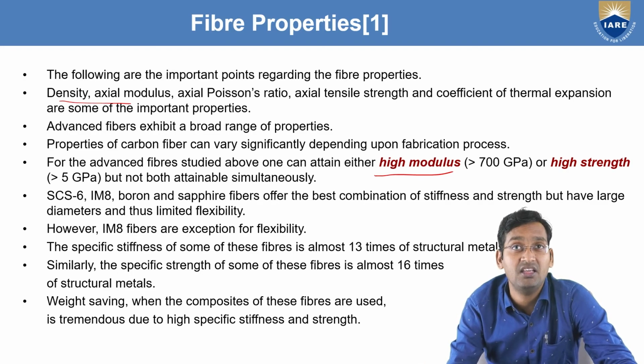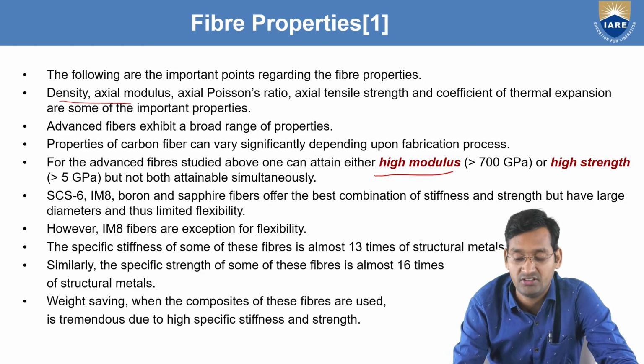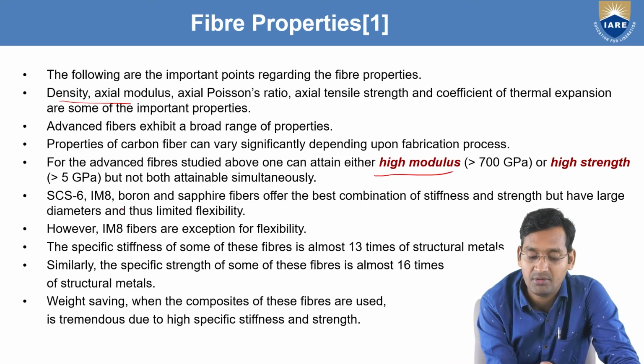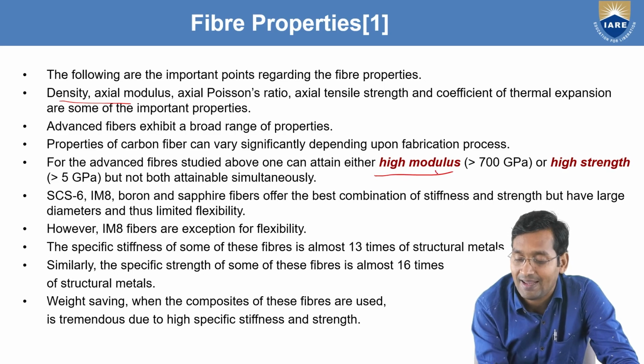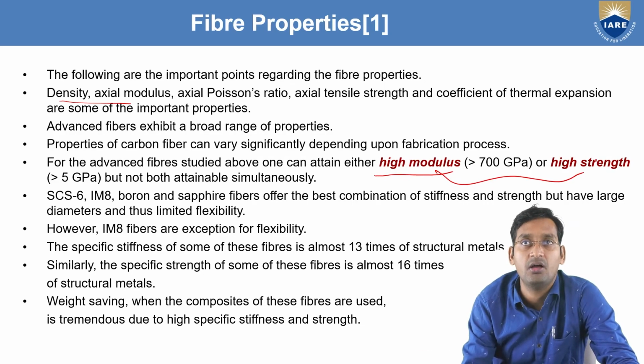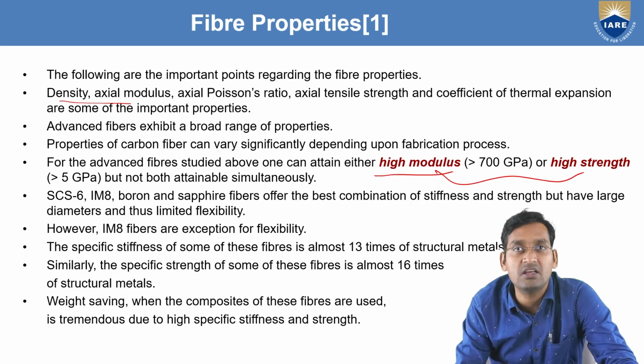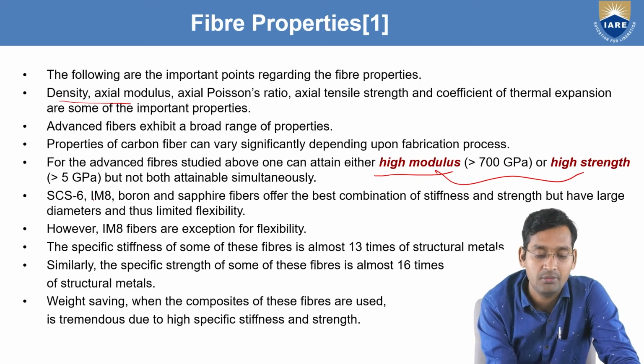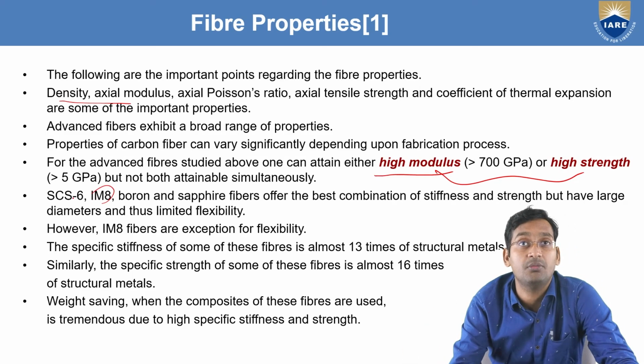SCS6, IM8, boron, and sapphire fibers offer the best combination of stiffness and strength, but have large diameter and thus limited flexibility. Means for these, SCS6, IM8, boron, sapphire, these can achieve both simultaneously. Okay, but their flexibility becomes low. Why? Because their diameter size got increased. However, IM8 fibers are an exception for flexibility.